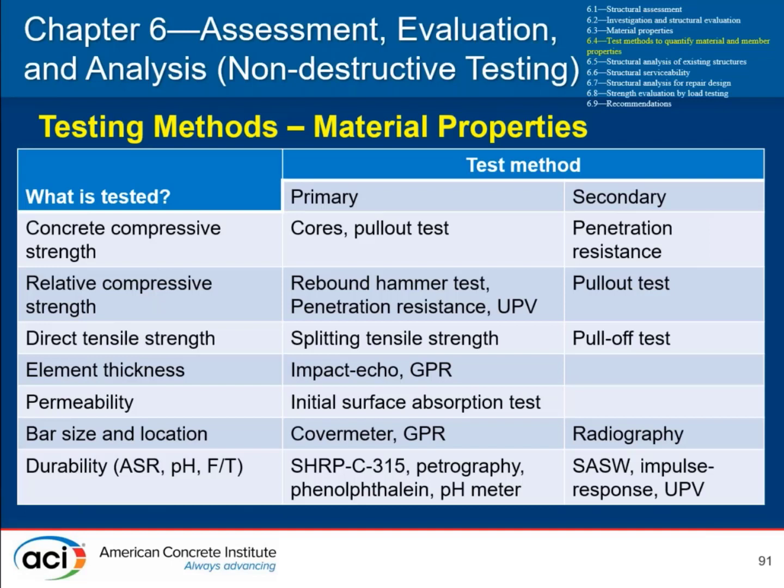You can get relative core strengths from a number of non-destructive test methods, including rebound hammers and penetration resistance. You've got direct splitting tensile strength tests to calculate direct tensile strengths. You can use impact echo or GPR to get element thicknesses, and GPR is often used to identify bar sizes and locations. And then there are a bunch of durability tests that are listed here as well that can be used.